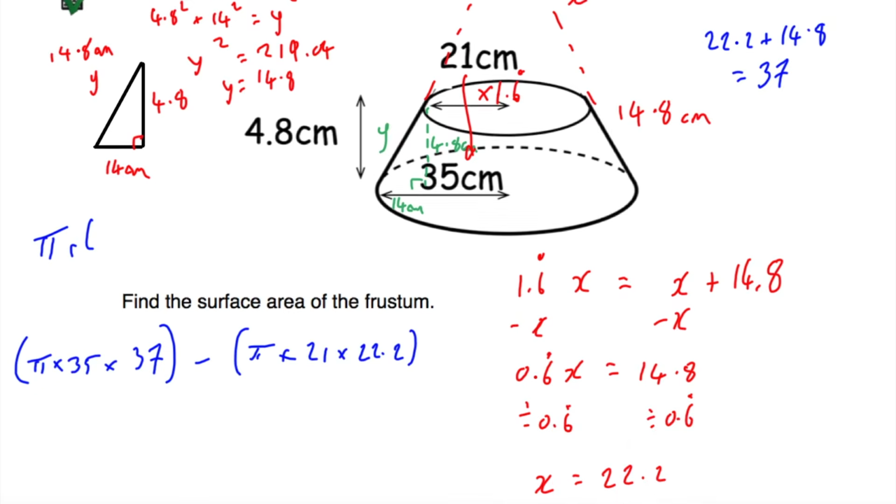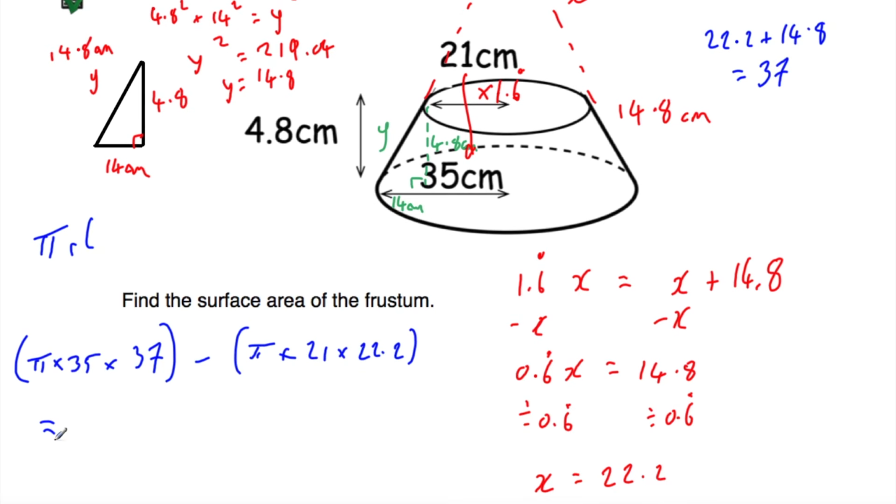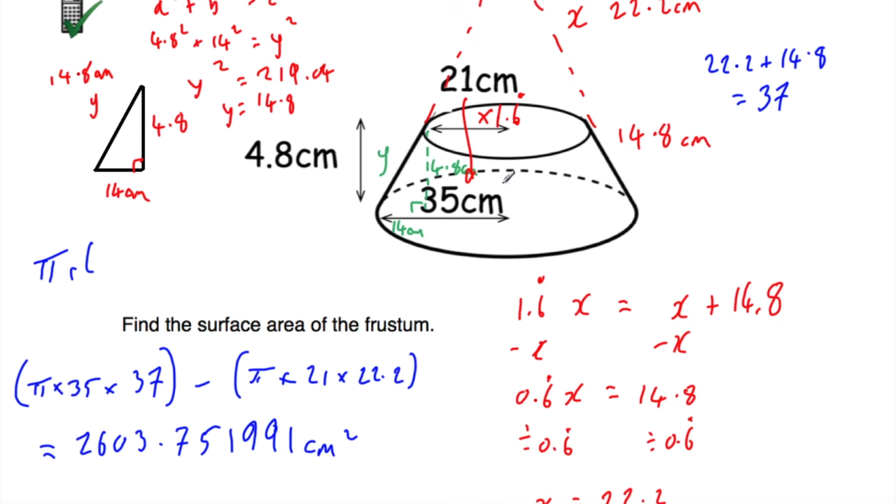And when we work that out, let's see what we get. Again, it's a calculator question. So pi times 35 times 37, subtract pi times 21 times 22.2 is equal to 2,603.751991 centimeters squared. So that's fantastic. We've now worked out the area of the curved face of the frustum. Now we just need to work out the area of the circle on the top of the frustum, the area of the circle at the base of the frustum, and then add them all up.